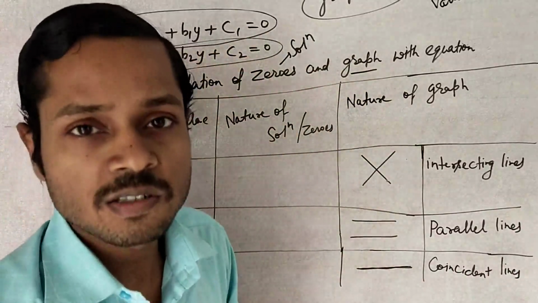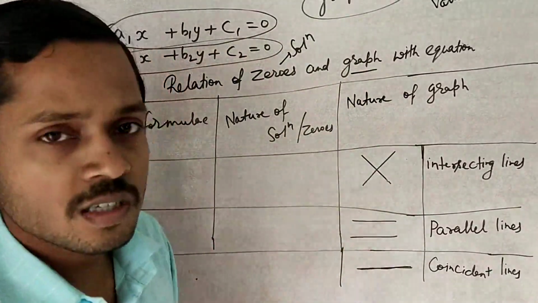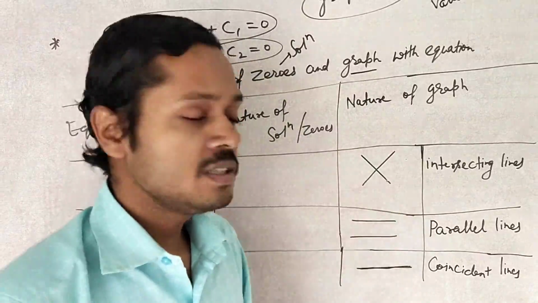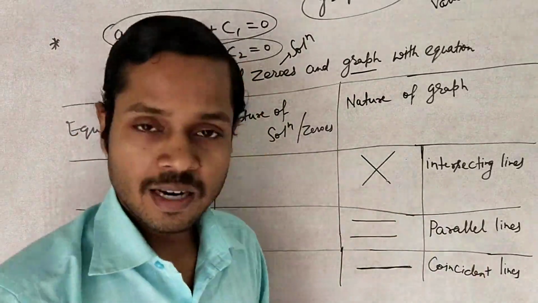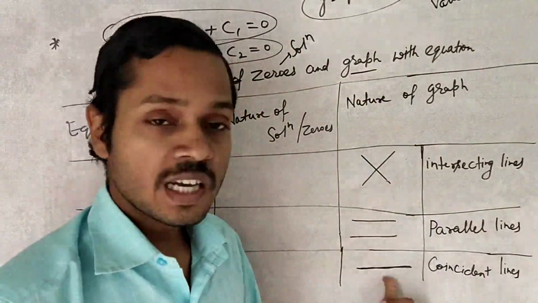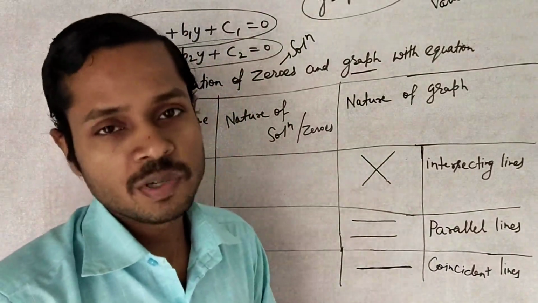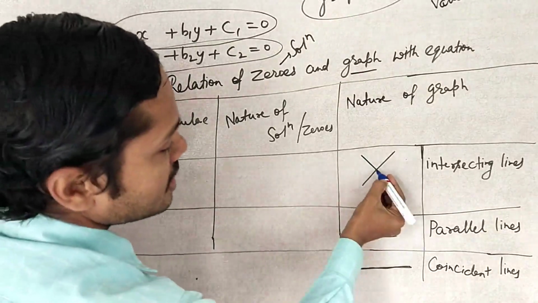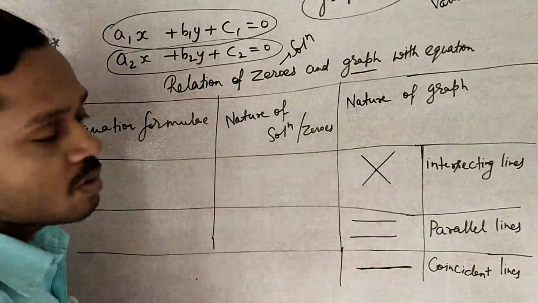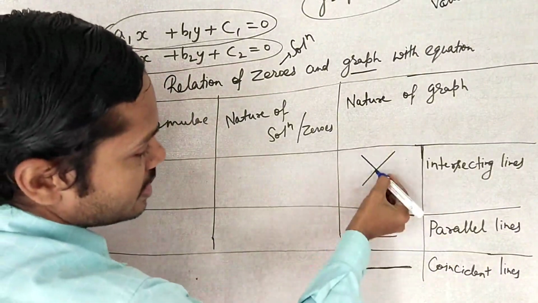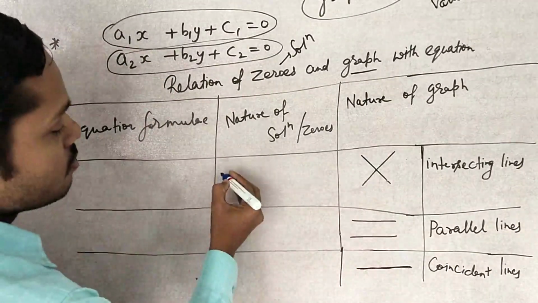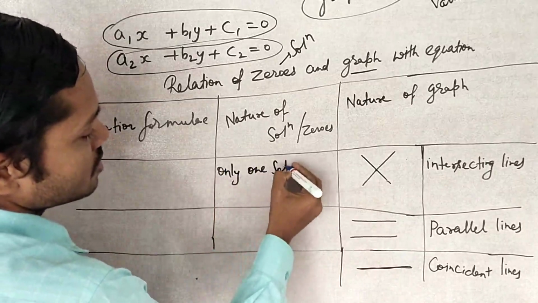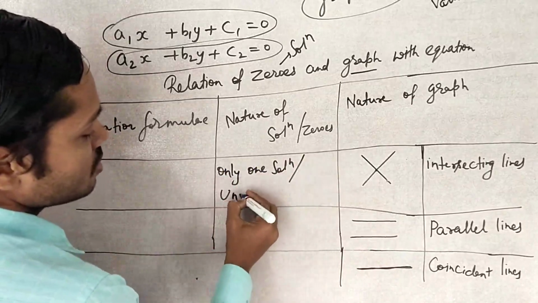Over. How many lines can be possible for these equations? Means what are the answers of the graphical representation? The lines may be intersecting, lines may be not intersecting, means parallel, and lines may coincide. Coincide means overlapping on each other. Look at that. When they are intersecting, they are giving only one solution. That is known as a unique solution.